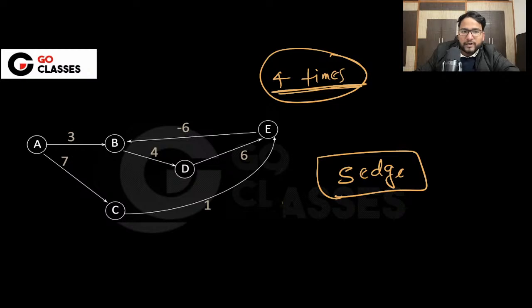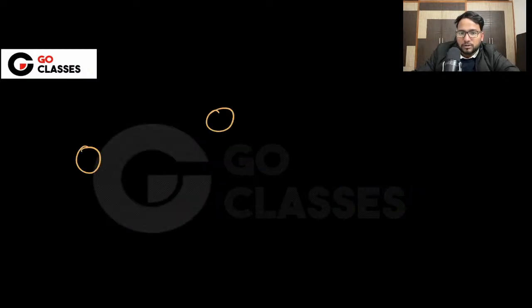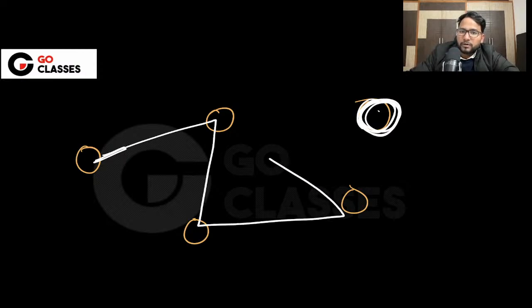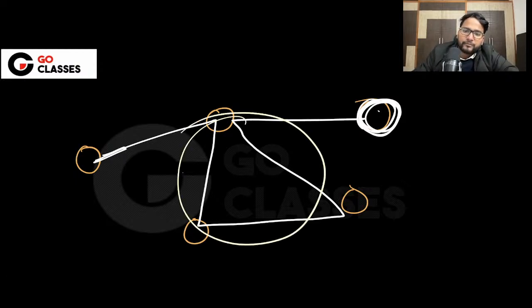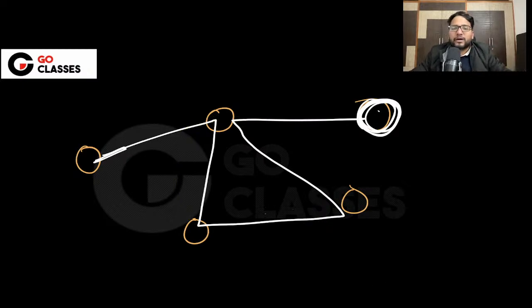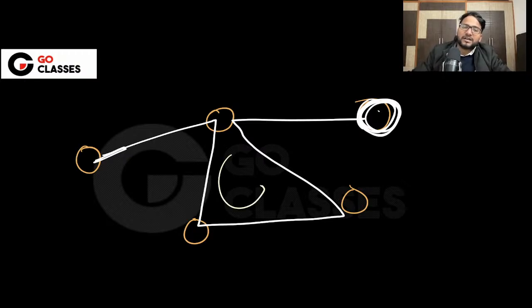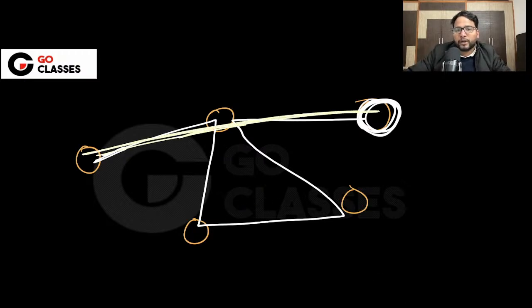Suppose you have 5 vertices, 1 2 3 4 5, and if you take 5 edges, 1, 2, 3, then 4 and then 5, aren't you getting a cycle in between? And a shortest path obviously cannot contain a cycle, whether it is positive or negative. If it is negative, the shortest path does not even exist. If it is positive, then why would it contain it? Won't you go directly? Why would you take this cycle?